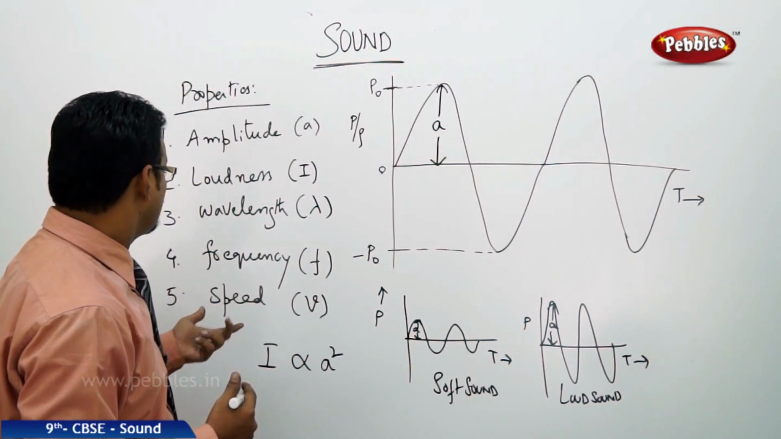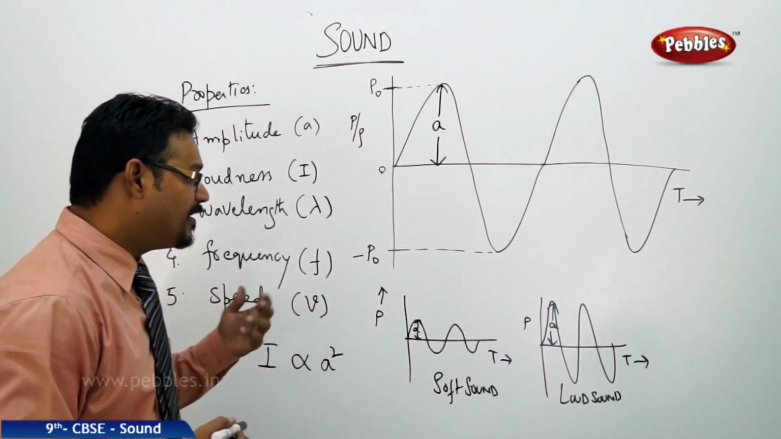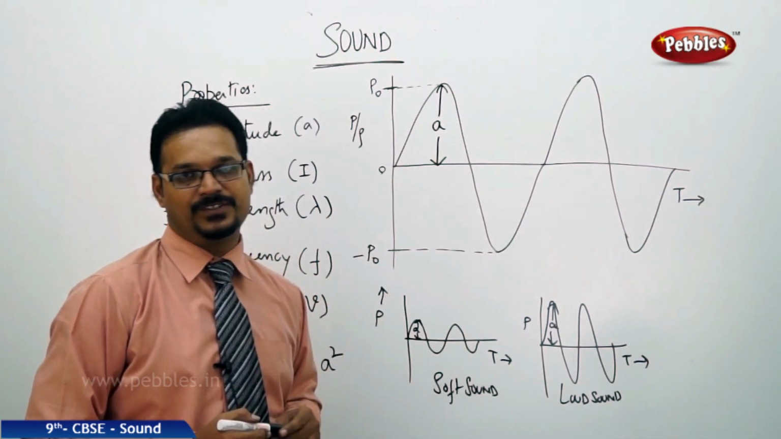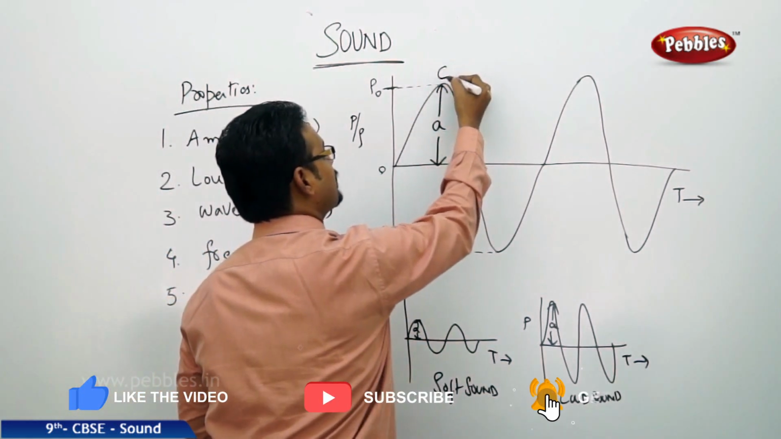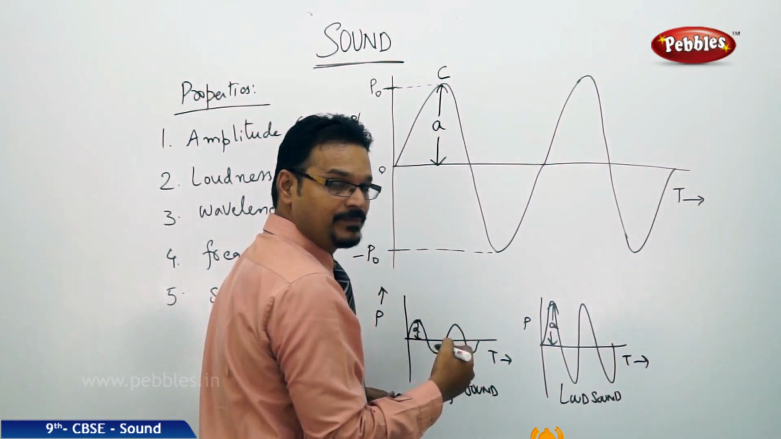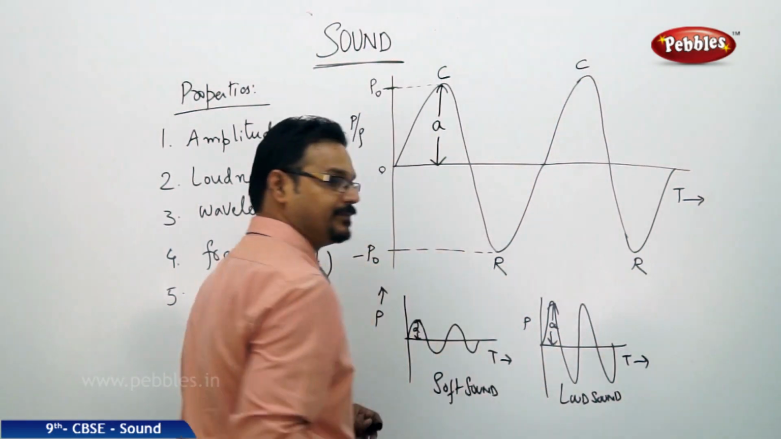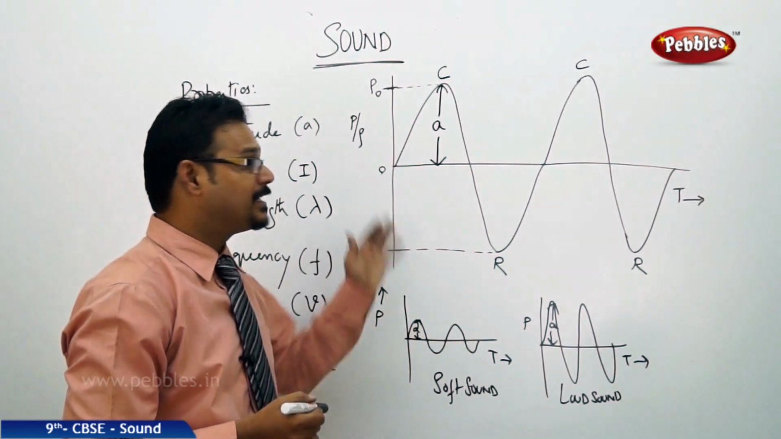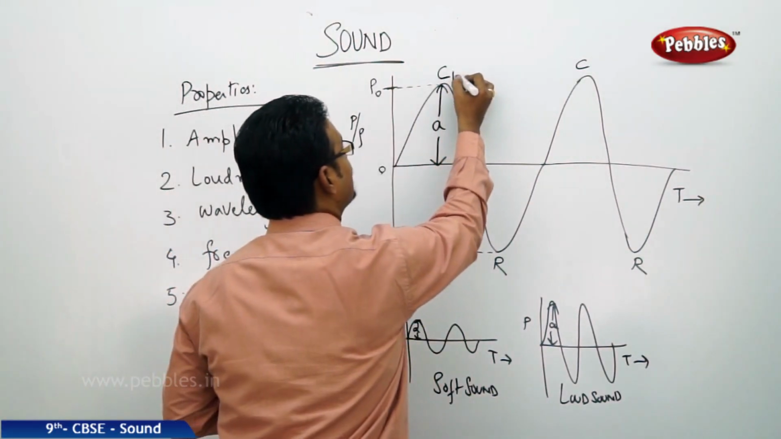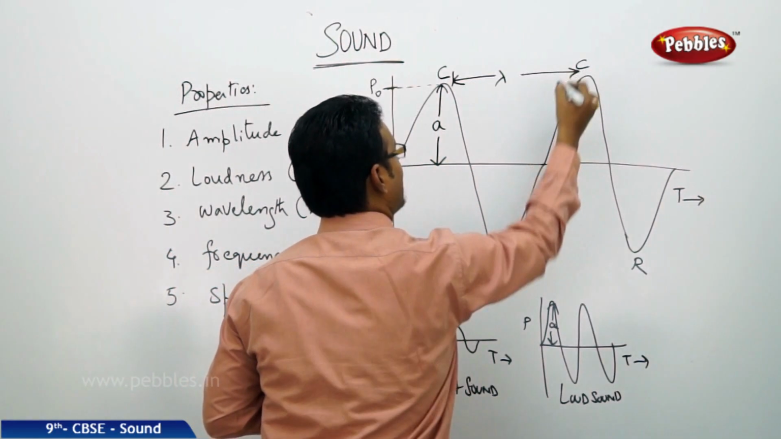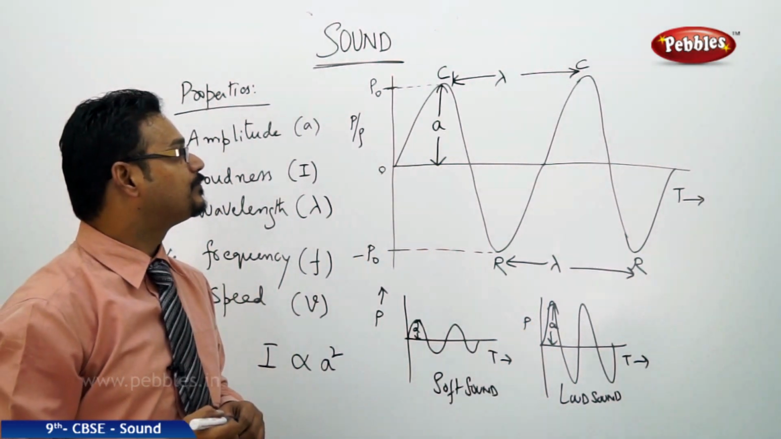Now next come to the property called wavelength. What is wavelength? Wavelength has two definitions. One definition I'm going to tell you. Listen to me. So this is the crest. This is compression. This is rarefaction. Compression, rarefaction, as I showed you earlier, the representation of compression and rarefaction with wave nature. Now, this is what is called the wavelength lambda. This is also lambda.